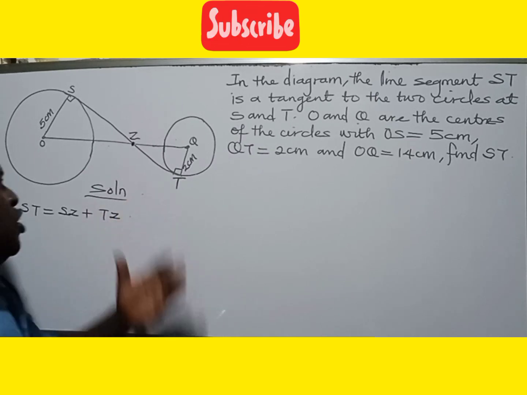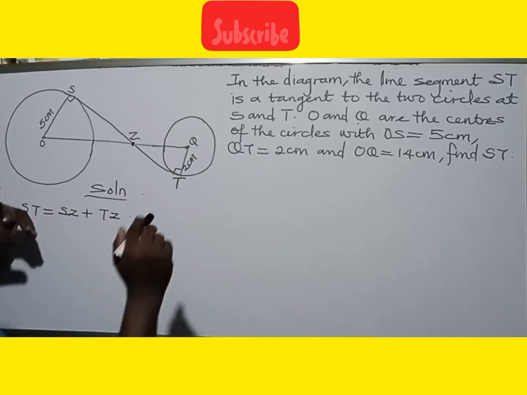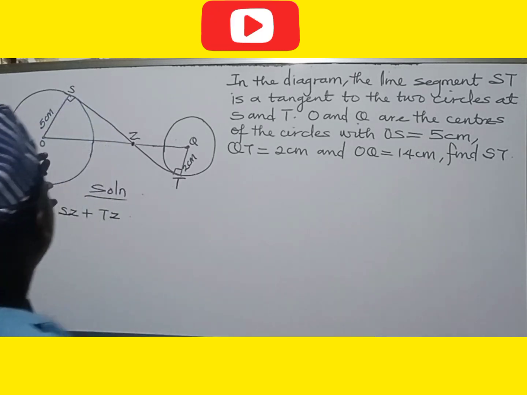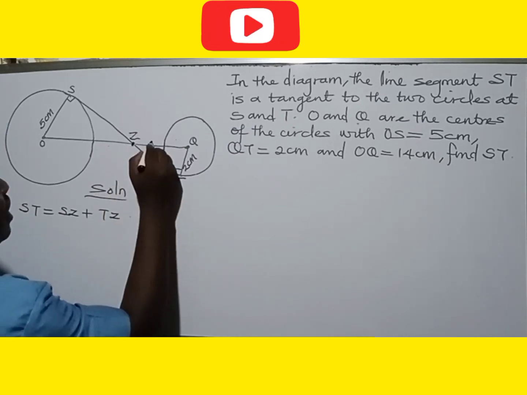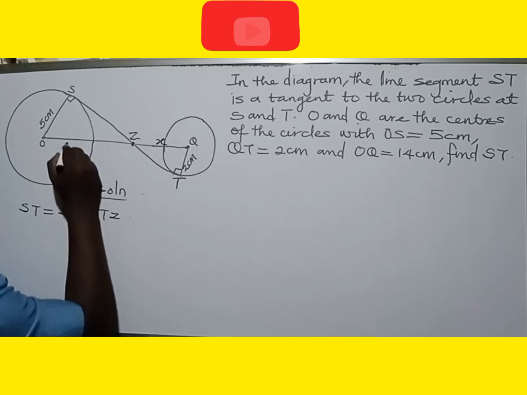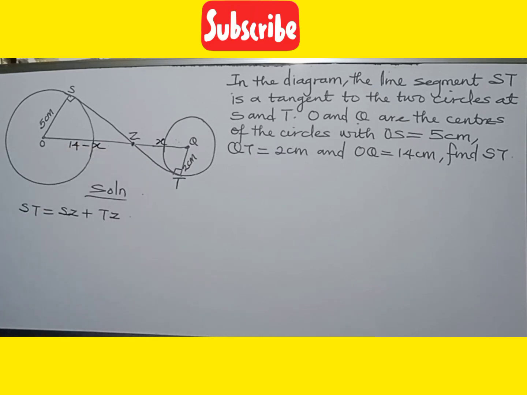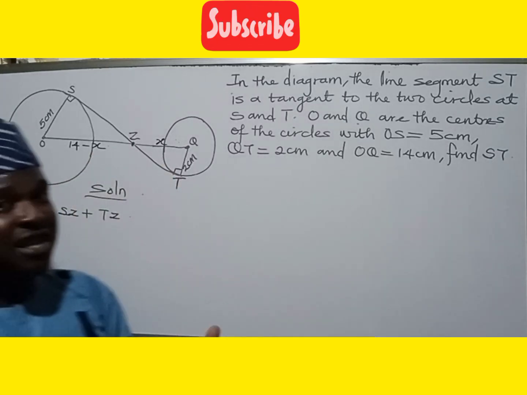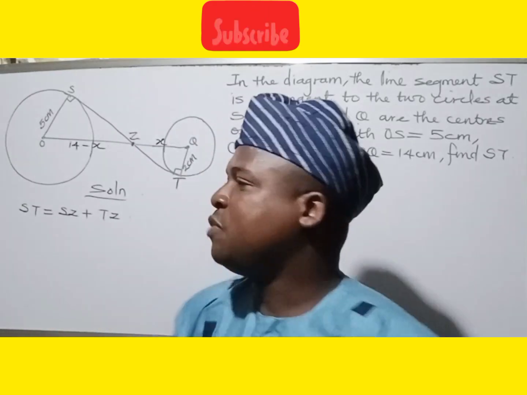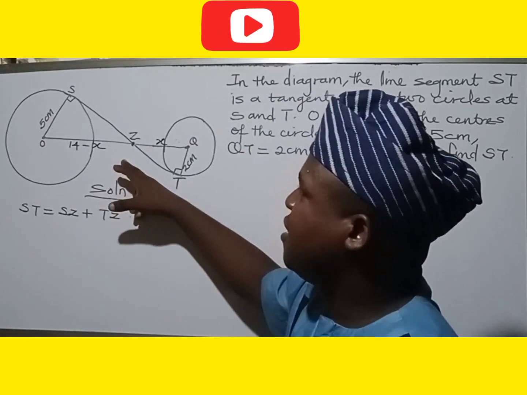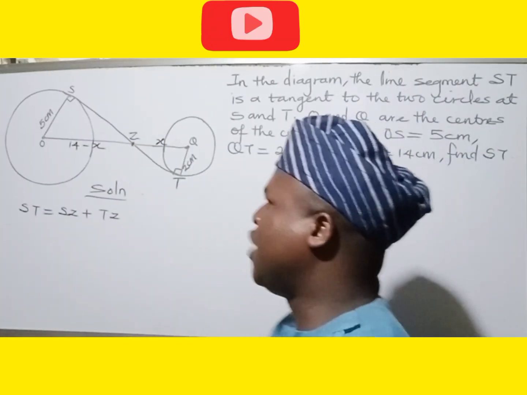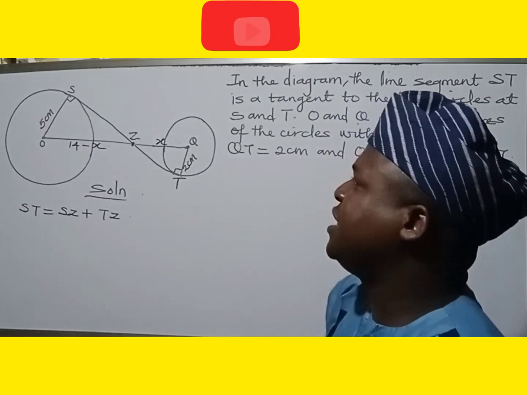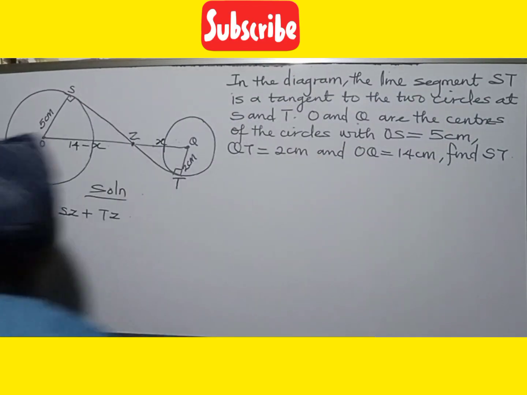But looking at the information we have here, it is not complete. From this question, we are given OQ is equal to 14 centimeter. We can label this side X, and we can call this side 14 minus X. From there, we can find the value of X. After getting the value of X, we are going to use Pythagoras theorem to get the values of XZ and also TZ.